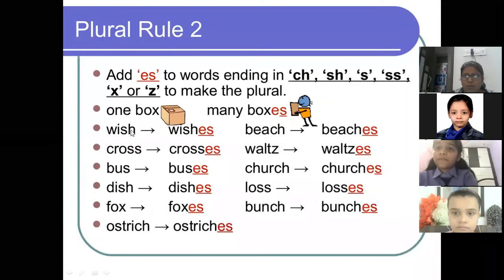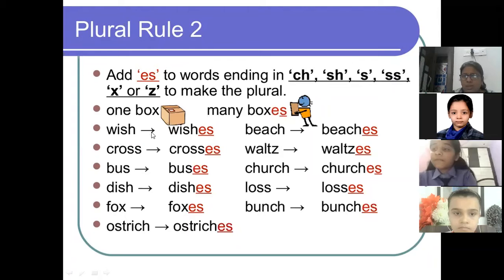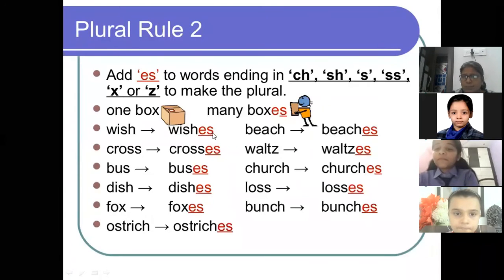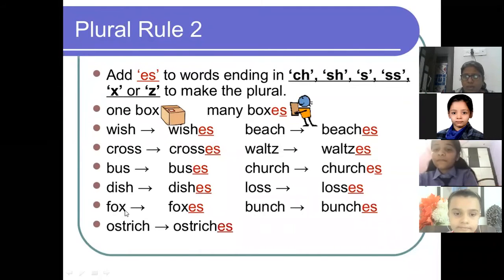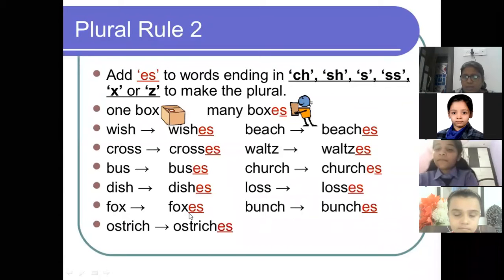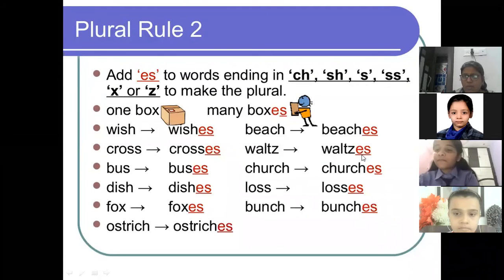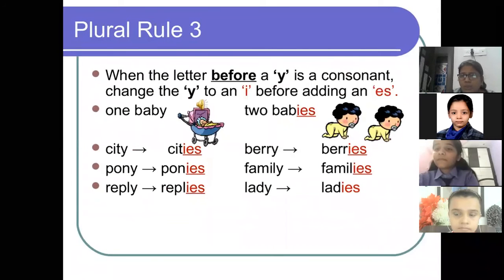SH, wish. SH plus ES. So it is becoming wishes. Fox. FOX, fox. Ending with X, so added ES. Waltz, ending with Z, added ES. So second rule is, when the word is ending with these letters, we only have to add ES. Now third rule is for Y, to change Y.